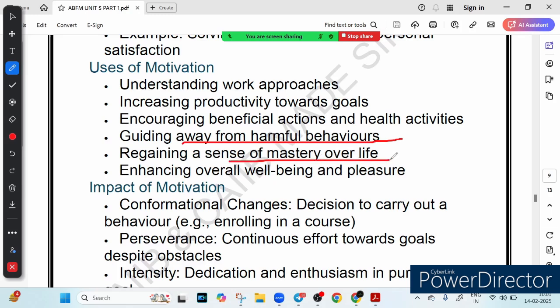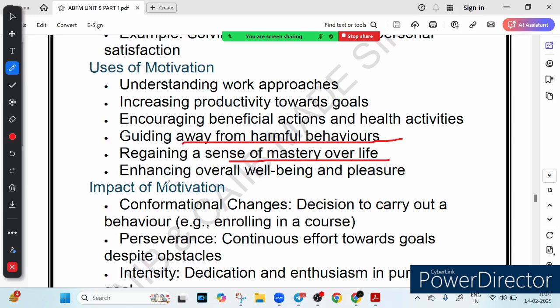Ever feel stuck in life? Motivation helps you take charge, whether it is signing up for a new course, changing careers, or setting personal milestones. And the last point is it enhances overall happiness and satisfaction. The more motivated you are, the more fulfilled you are. Achieving goals, learning new things, seeing progress, it all adds up to greater happiness.